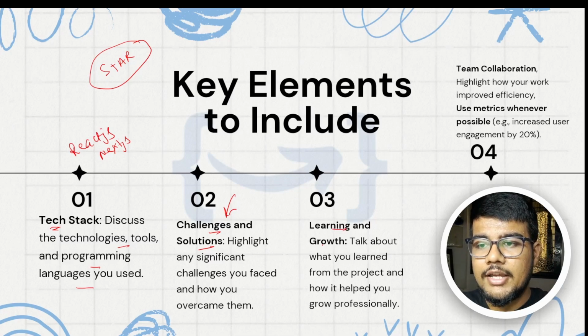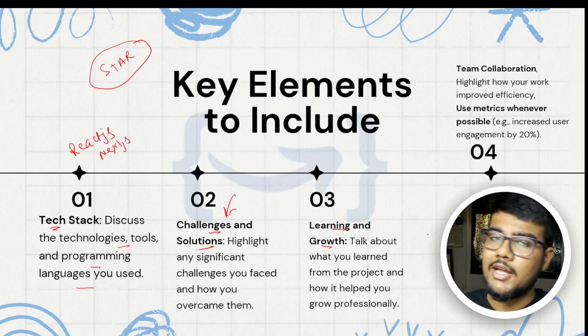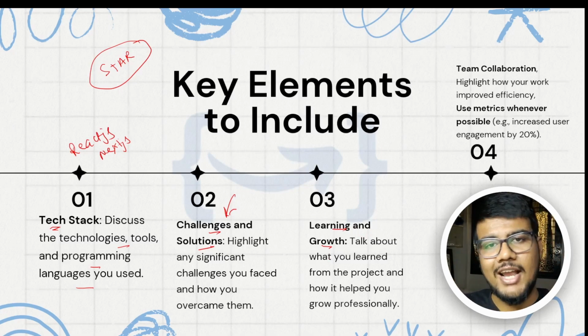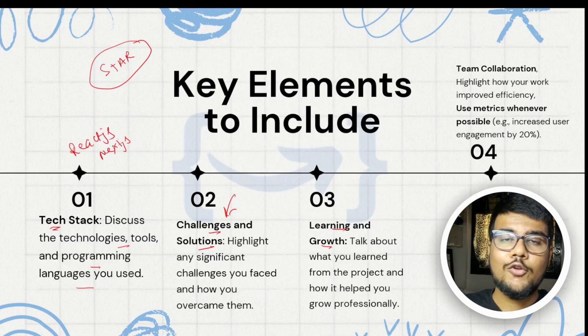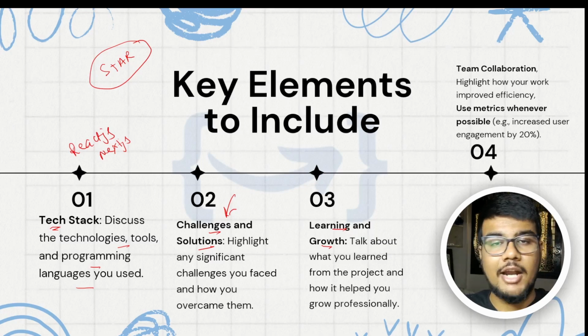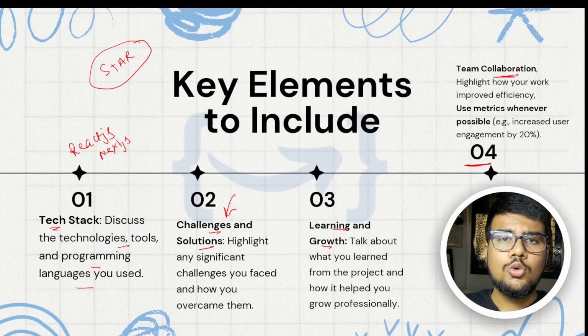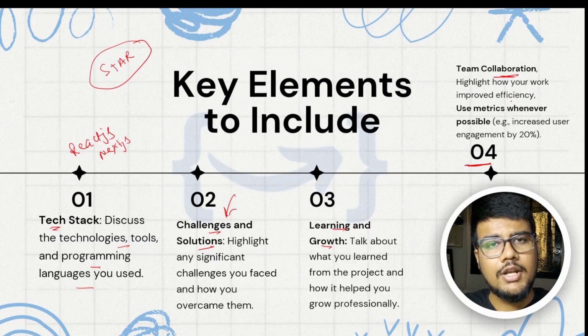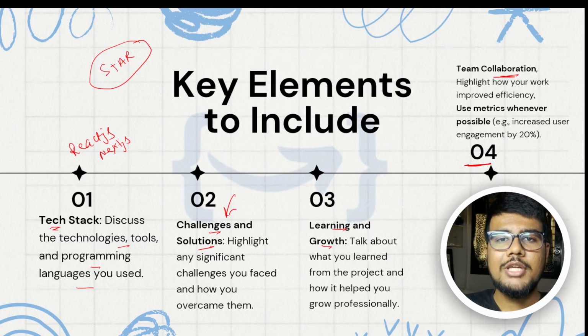And learning and growth, what all you have learned. If you had challenges, definitely you have learned from those challenges. So let them know what your learning was and what your growth was after creating that project. And the very fourth point is team collaboration. Try to do any project till now. If you don't have one, try to create a team and do a specific small project so that you can speak about it in your interview, because the interviewer wants a team player.